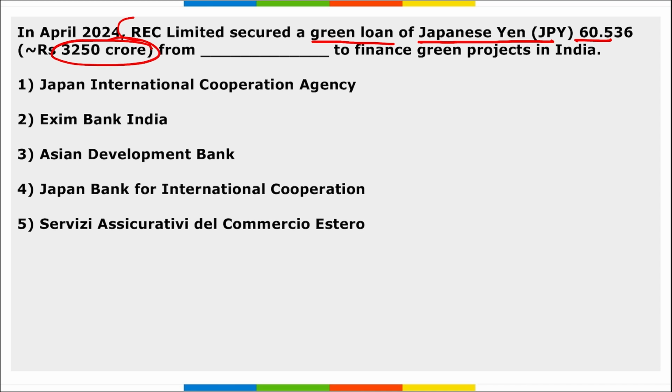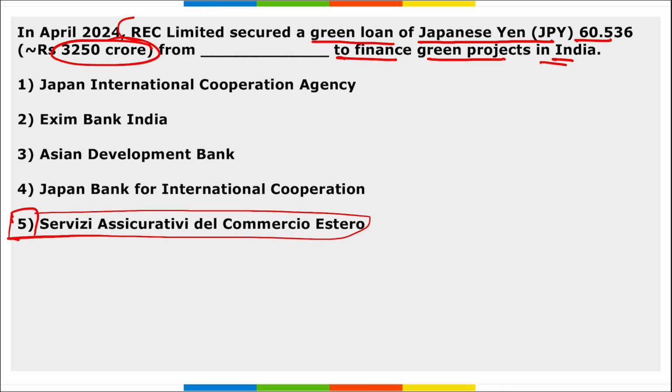Next, in April, REC Limited secured a green loan of 60.536 billion Japanese yen, close to 3,250 crore rupees, from which organization, to finance green projects in India? It will be Servizi Assicurativi del Commercio Estero. This is the organization from which REC Limited secured the green loan of 3,250 crore rupees, basically to finance green projects in India.